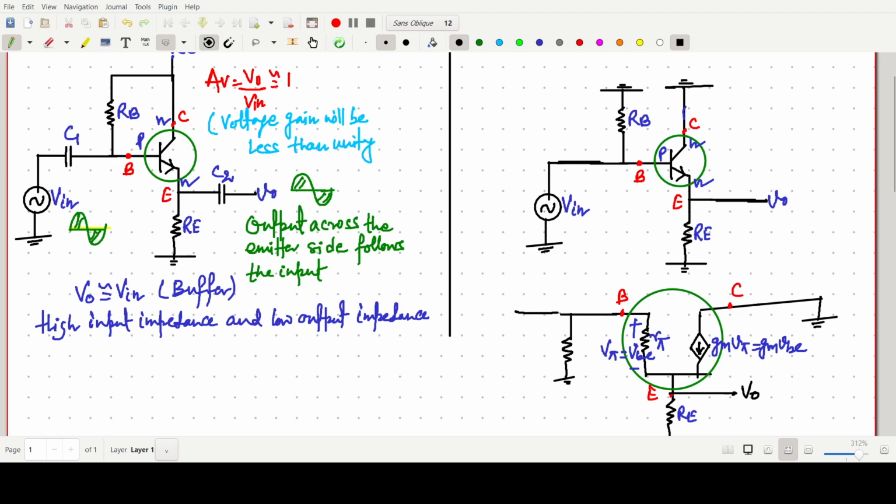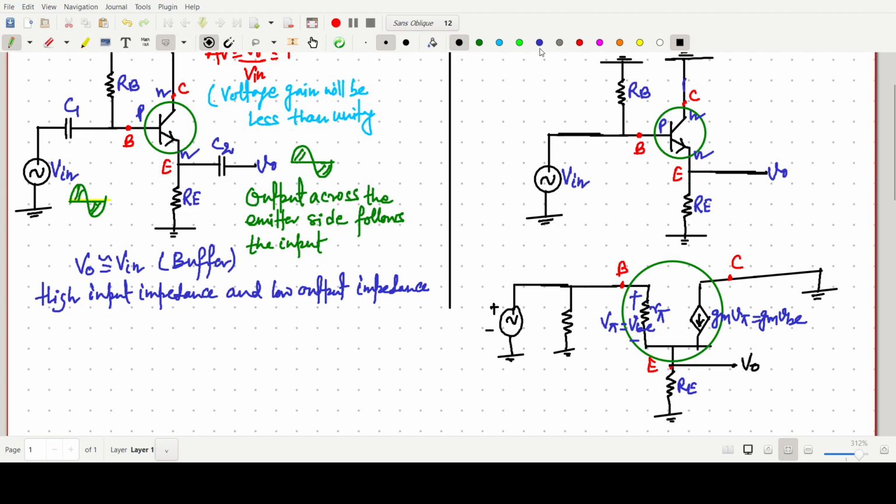Okay, and this Vin will be like this, plus or minus Vin will be like this. Okay, and this R is grounded, so this one is basically the Vin, and this one will be RB and RE. Now this one is almost clear, meaning the AC equivalent model for the emitter follower circuit.